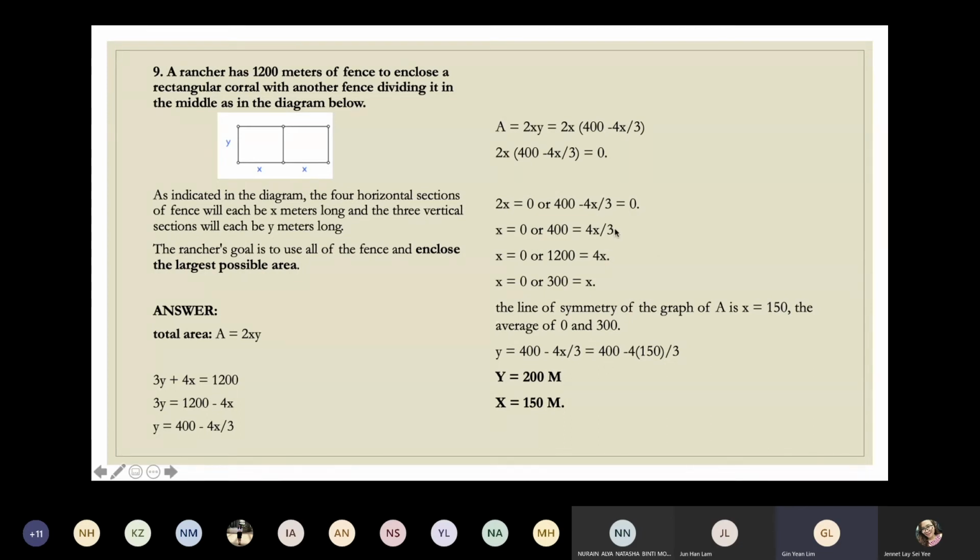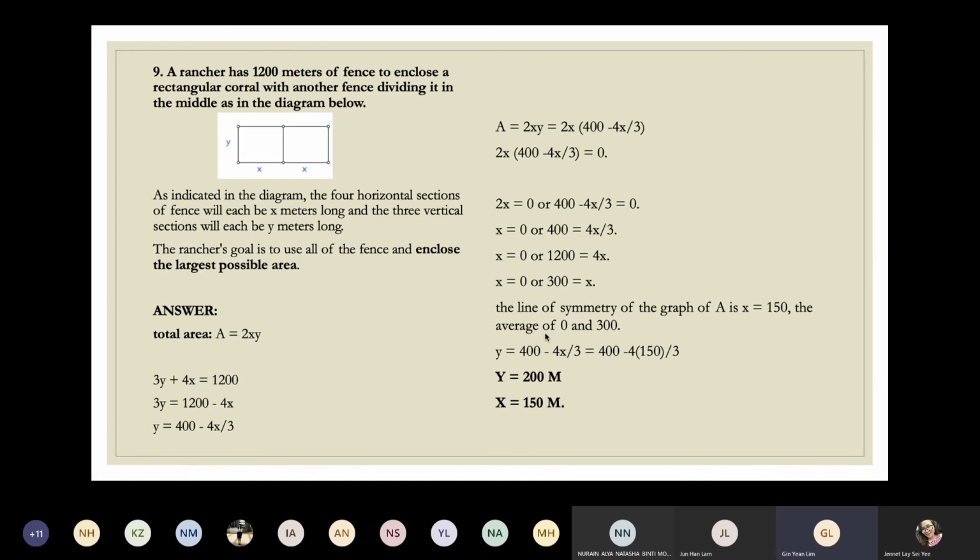So you move the negative 4x over 3 to the right hand side and multiply the whole equation by 3 to get rid of the over 3 there, and you get 4x equals to 1,200. Then divide by 4, you will get x equals to 300. So your x will be x equals to 0, x equals to 300. So same with the equation number 7, the mosquito question.